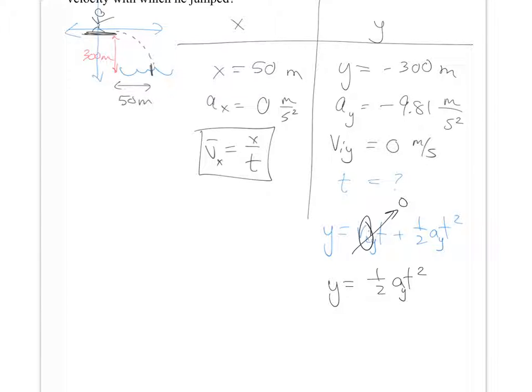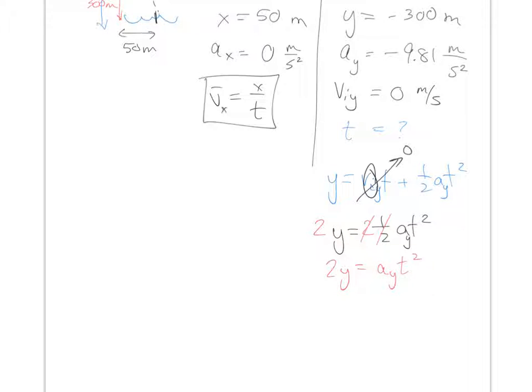So to get rid of 1/2, I multiply both sides by 2. The 2 and the 1/2 cancel. I've got 2y now equals a sub y t squared. If I want to get rid of a sub y, I'm going to divide by it. I'm only showing this now. I'm not going to do this in the future, FYI. Those cancel. So I've got 2y over a sub y is equal to t squared.